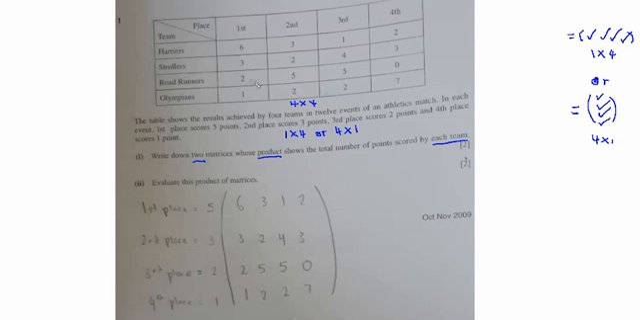The important thing is, when you form the two matrices, make sure when you do the multiplication, the 6 must multiply with the 5, the 3 must multiply with the 3 here, because for second placing you get 3 points. Then the third placing you get 2 points, so it's 1 times 2.